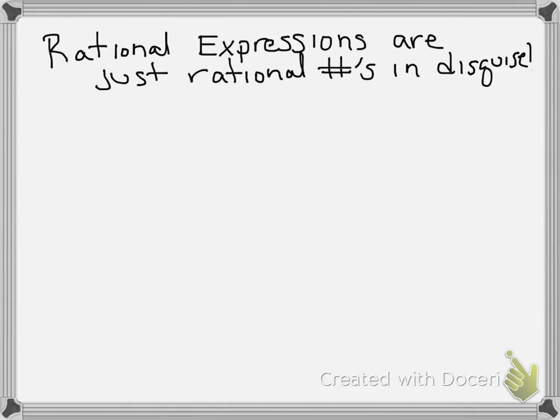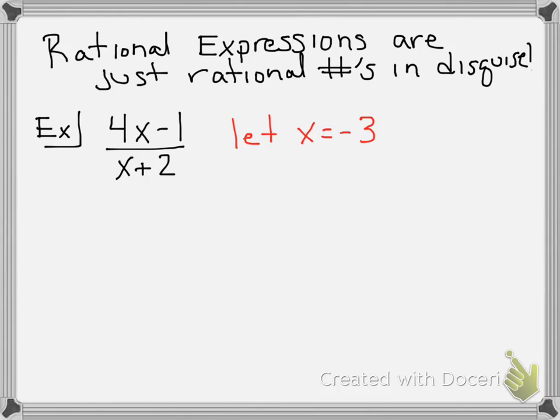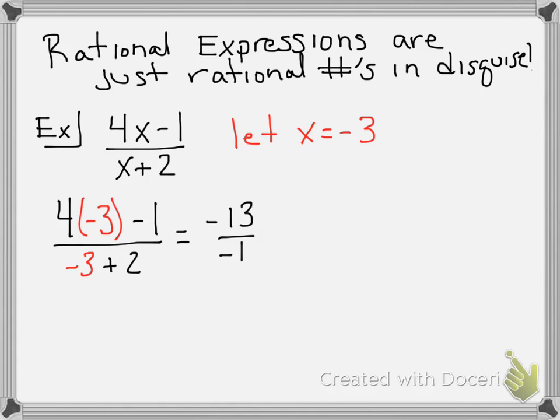Now let's spice it up a little bit by looking at rational expressions. Rational expressions are just rational numbers in disguise. Okay? Why do I say that? Let's look at an example of a rational expression. We have the formula (4x minus 1) over (x plus 2). Well, remember, x just represents a number. For example, x can equal negative 3. We can plug that into our equation and get out a value, negative 13 over negative 1, which just equals 13. Okay? So rational expressions are just rational numbers in disguise.